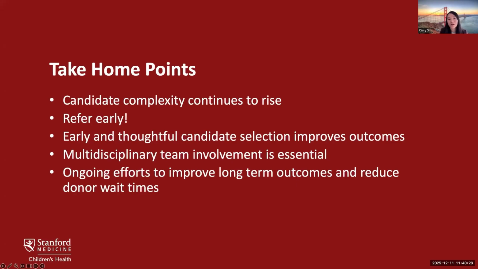And so really the take-home points of this talk, we know that candidate complexity continues to rise. If there's one thing to take home from this talk, I urge anyone who's on this call who refers for lung transplantation to refer early. We like to know about these kids sooner rather than later, because early and thoughtful candidate selection does improve outcomes. Lung transplantation is definitely a team sport, and multidisciplinary team involvement is essential. And there are ongoing efforts to improve both long-term outcomes as well as to reduce our donor wait times.